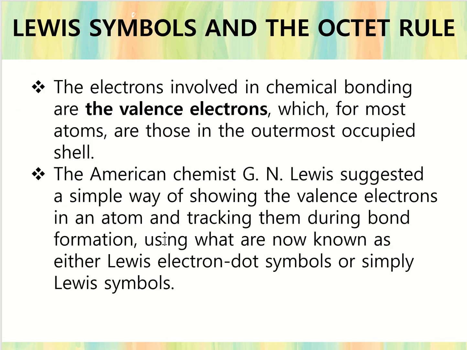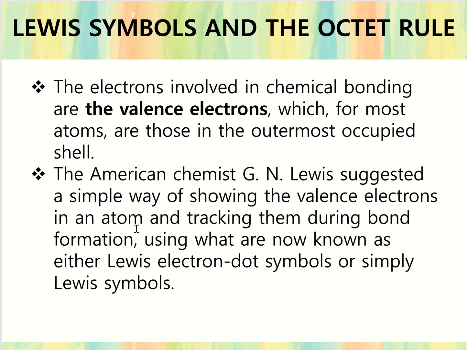All right, so the next thing that we want to look at is Lewis symbols and the octet rule. The electrons involved in chemical bonding are called the valence electrons. These are the outermost occupied shell. And the American chemist G.N. Lewis suggested a simple way of showing the valence electrons in an atom.